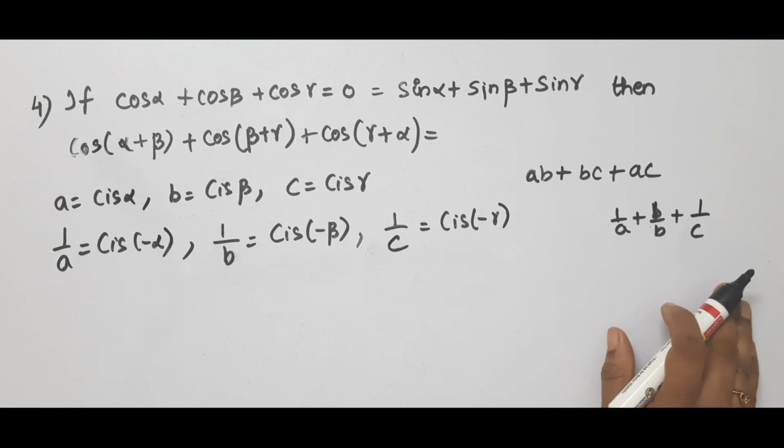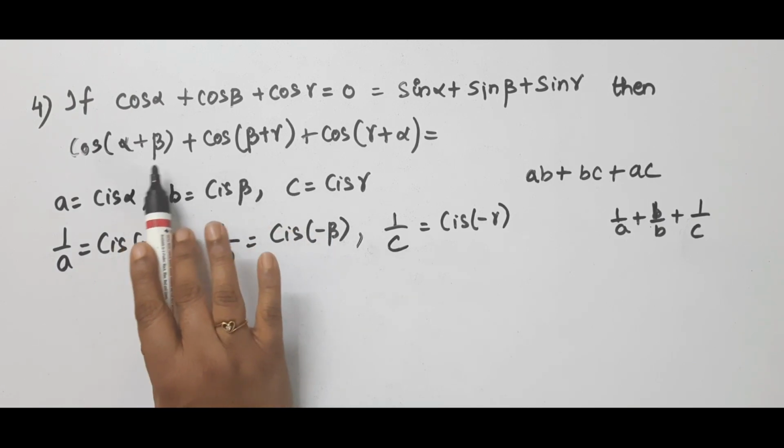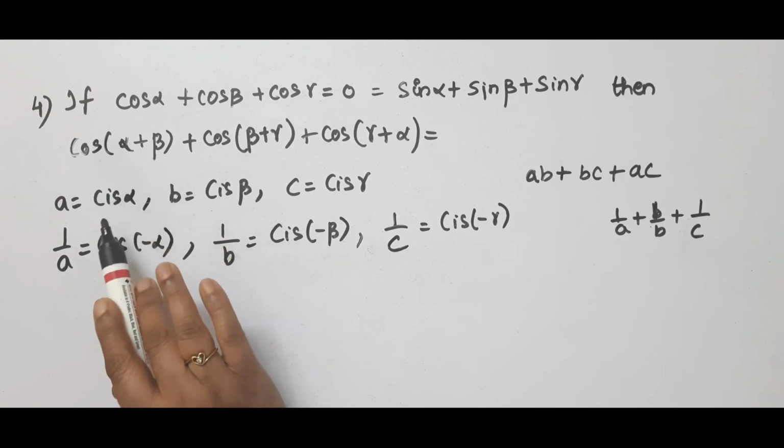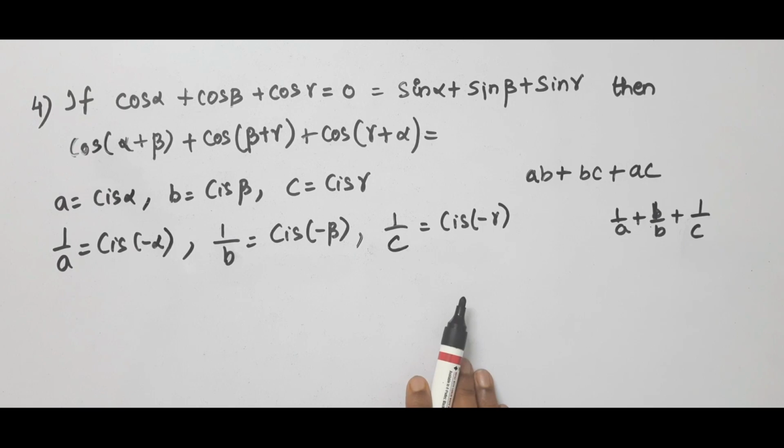In this way you have to logically think and solve this problem. First we have to find what they asked us to find. First observe whether they asked for the real part or imaginary part, how the angles are, and using this A, B, C just proceed in solving the problem.